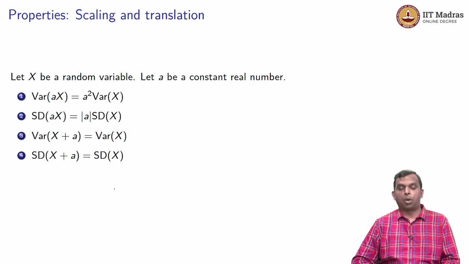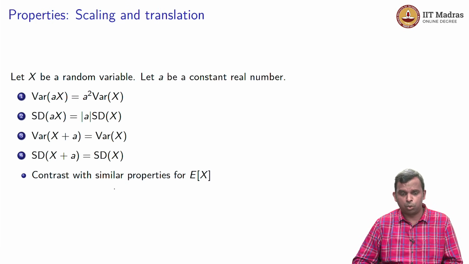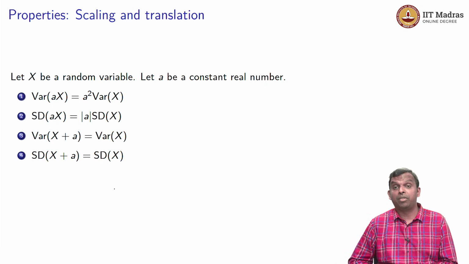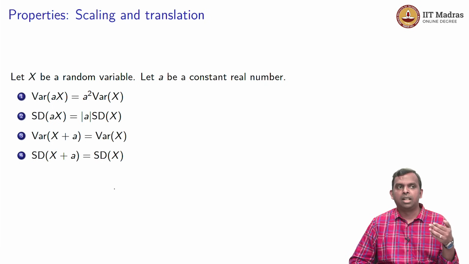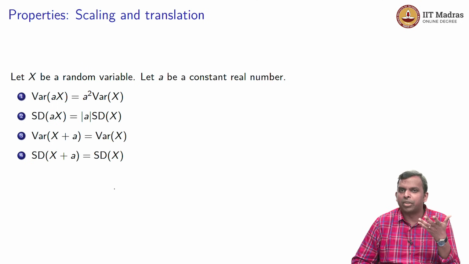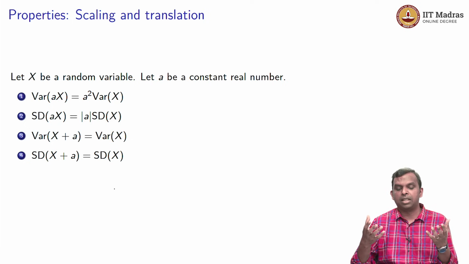Okay, so let's go to properties. The properties are quite easy to establish. I'm not doing too many proofs for the properties. If you remember, for expected value, the linearity of expectation played a huge role: expected value of aX plus bY became a times expected value of X plus b times expected value of Y. In this case, things are slightly different because you have the squaring going on. Anytime you have a squaring going on, things will not be linear.